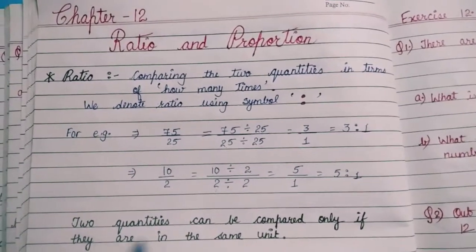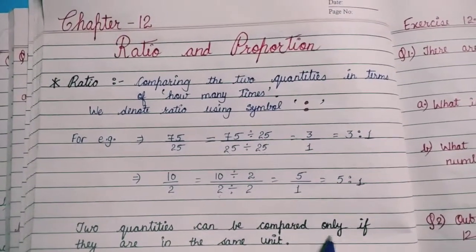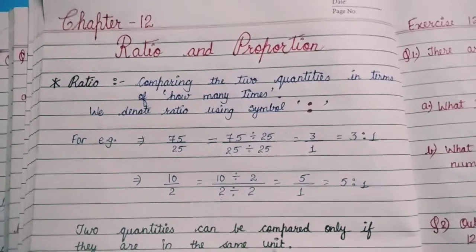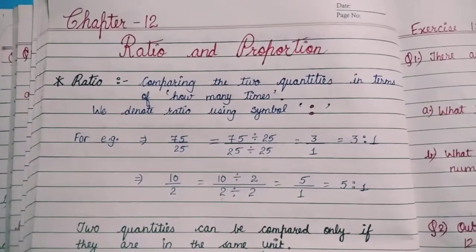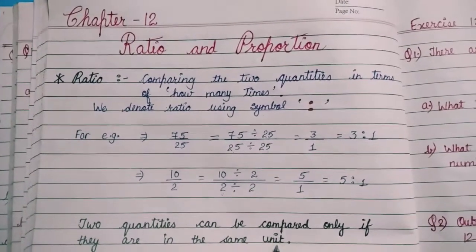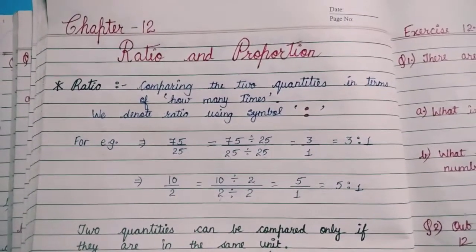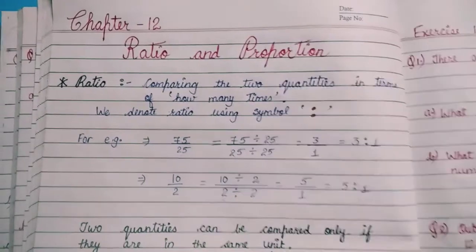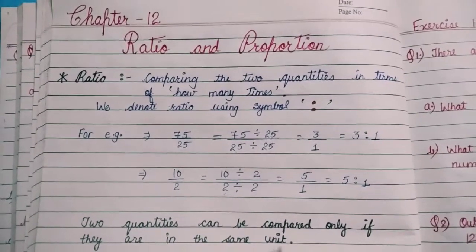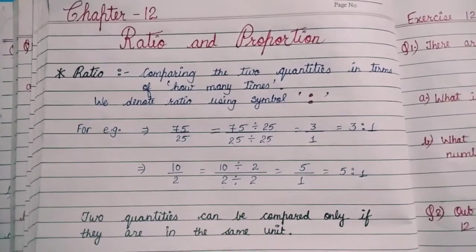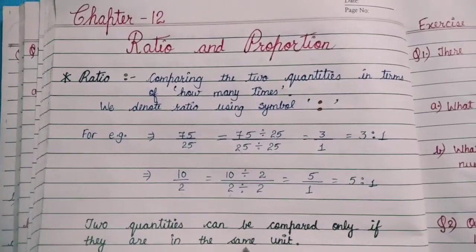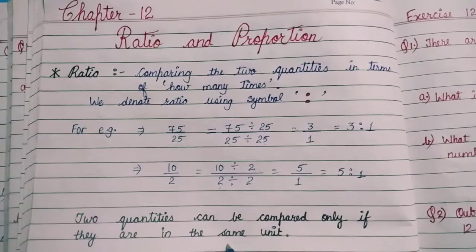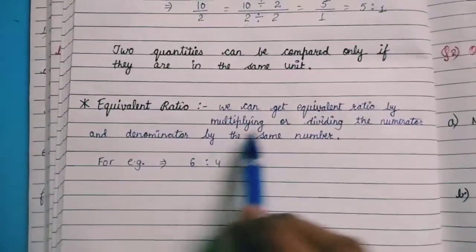Here, two quantities can be compared only if they are in the same unit. If we are solving a case involving units, at that time we need to check whether their units are the same or not. If the units are not the same, we will try to convert them into the same unit.